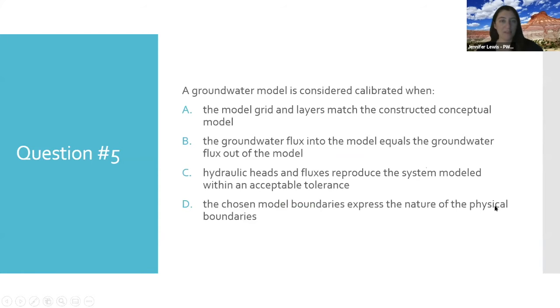Question number 5. A groundwater model is considered calibrated when A, the model grid and layers match the constructed conceptual model. B, the groundwater flux into the model equals the groundwater flux out of the model. C, hydraulic heads and fluxes reproduce the system modeled within an acceptable tolerance. Or D, the chosen model boundaries express the nature of the physical boundaries?